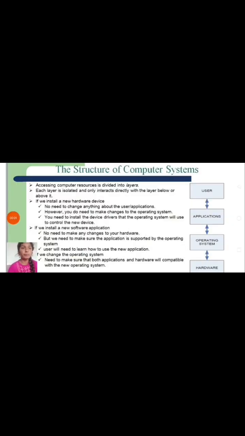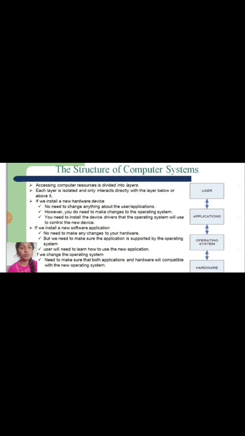The structure of computer system. Accessing computer resources is divided into layers. Each layer is isolated and only interacts directly with the layer below or above it. If we install a new hardware device, there is no need to change anything about the user applications. However, you do need to make changes to the operating system. You need to install the device drivers that the operating system will use to control the new device.